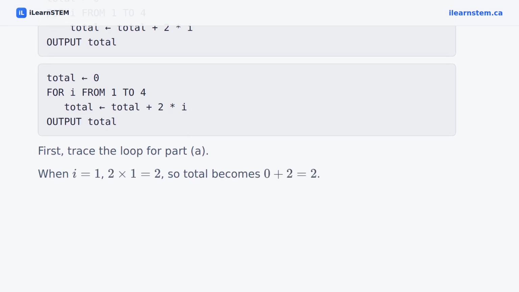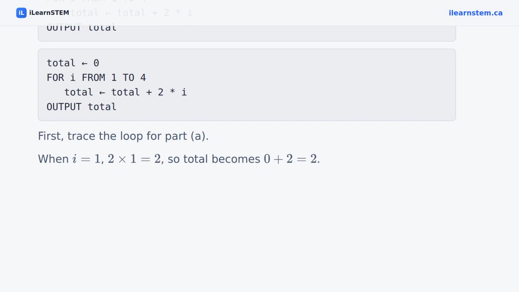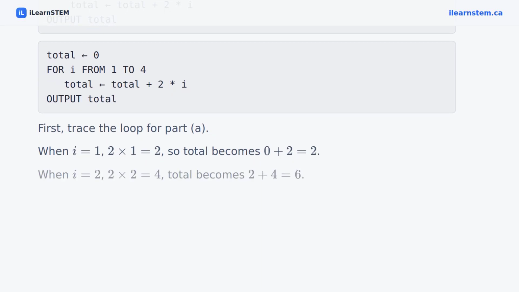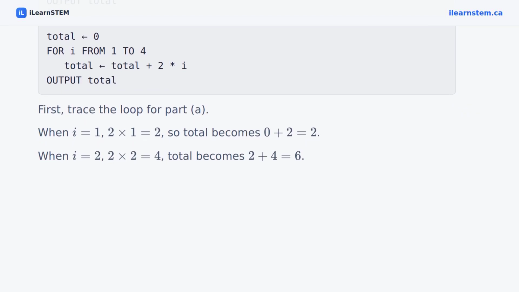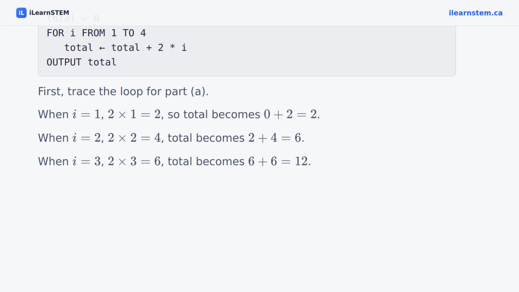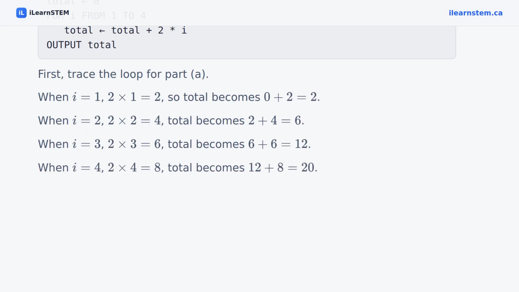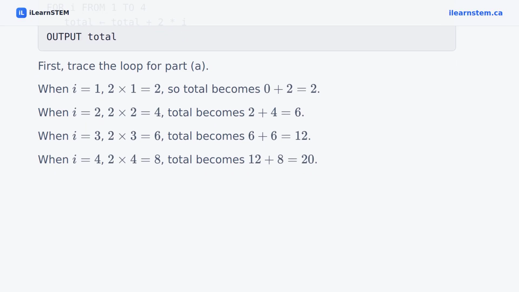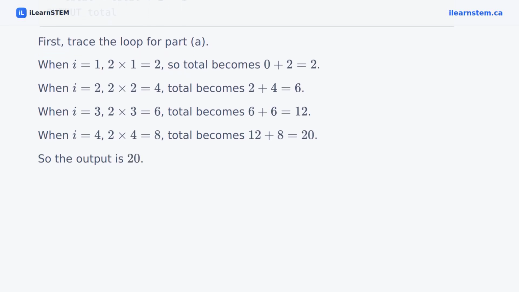When i equals 1, 2 times 1 is 2, so total becomes 0 plus 2 equals 2. When i equals 2, 2 times 2 is 4, total becomes 2 plus 4 equals 6. When i equals 3, 2 times 3 is 6, total becomes 6 plus 6 equals 12. When i equals 4, 2 times 4 is 8, total becomes 12 plus 8 equals 20. So the output is 20.